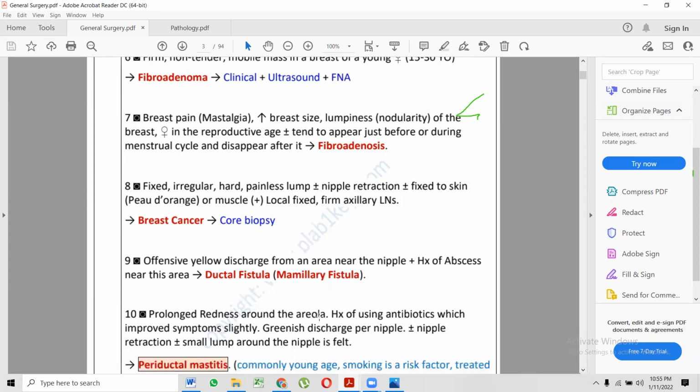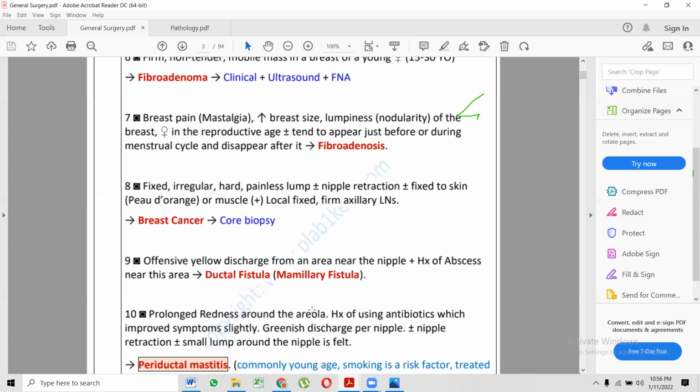Prolonged redness around the areola. History of using antibiotics which improve symptoms slightly. Greenish discharge per nipple, plus nipple retraction, plus a small lump felt around the nipple. So the first hint is prolonged redness around the areola. Redness means inflammation, because the signs of inflammation include redness, pain, and heat.